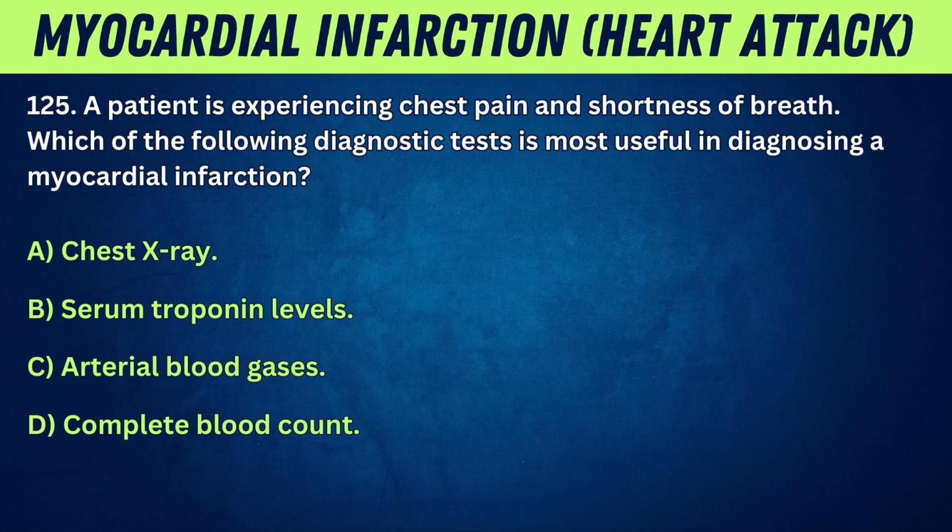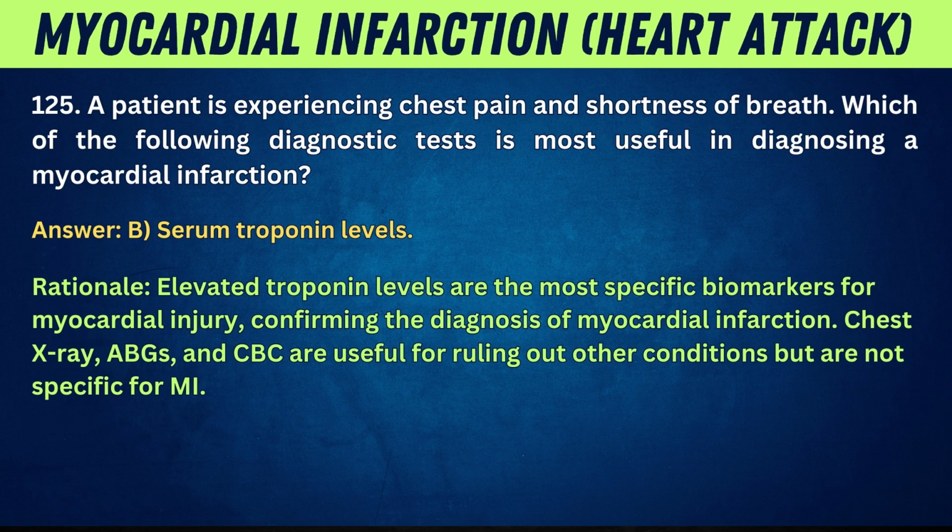125. A patient is experiencing chest pain and shortness of breath. Which of the following diagnostic tests is most useful in diagnosing a myocardial infarction? A. Chest X-ray. B. Serum troponin levels. C. Arterial blood gases. D. Complete blood count. Answer: B. Serum troponin levels. Rationale: elevated troponin levels are the most specific biomarkers for myocardial injury, confirming the diagnosis of myocardial infarction. Chest X-ray, ABGs, and CBC are useful for ruling out other conditions, but are not specific for MI.